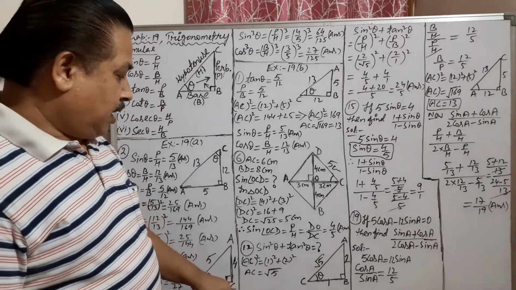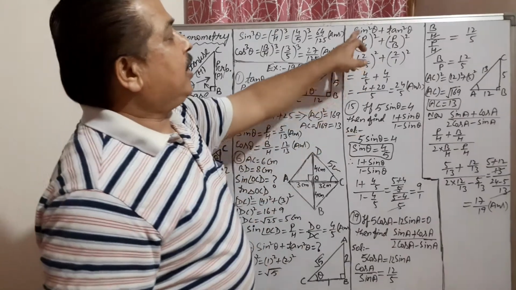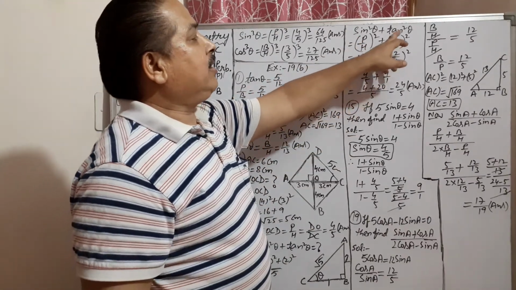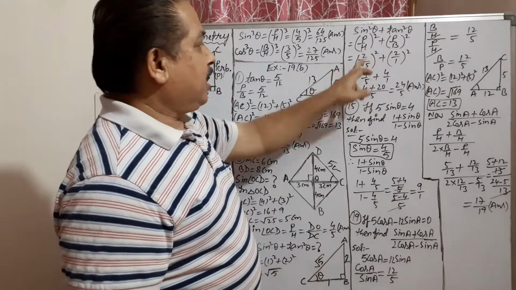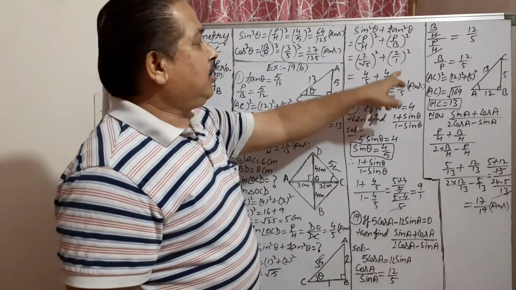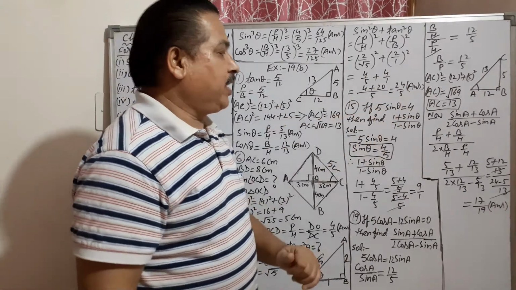See this. And now they are asking the value of sine square theta plus tan square theta. Sine is P by H and tan is P by B. See the diagram, perpendicular and hypotenuse here. Put the values and now take the LCM. 24 upon 5 is the answer.